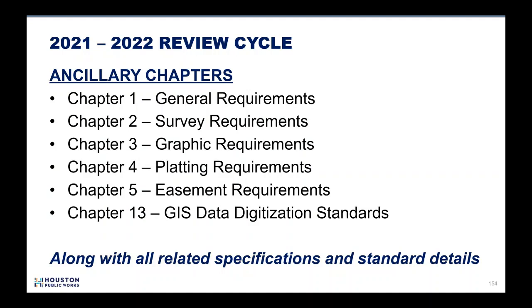So from there, we can talk a little bit about the 2021-2022 review cycle. August is the beginning of the new review cycle. The 2021-2022 review cycle will cover chapters 1 through 5 and chapter 13 along with the related specifications and standard details. That means the general survey, graphic platting easement requirements, and GIS data digitization standards will undergo review along with all related specifications and standard details.